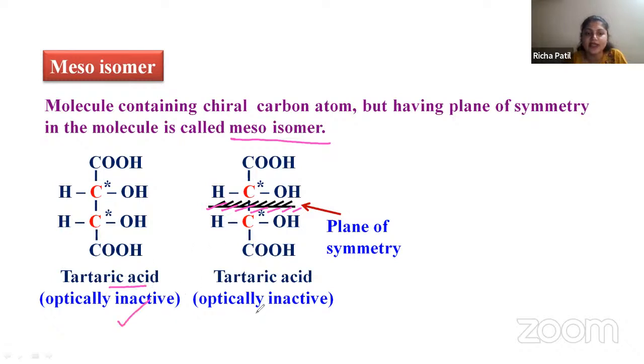Tartaric acid is optically inactive, okay, it is optically inactive. This half is getting cancelled with this half because of the plane of symmetry. So this is called a meso isomer. It contains chiral carbon atoms, but it has what? A plane of symmetry.